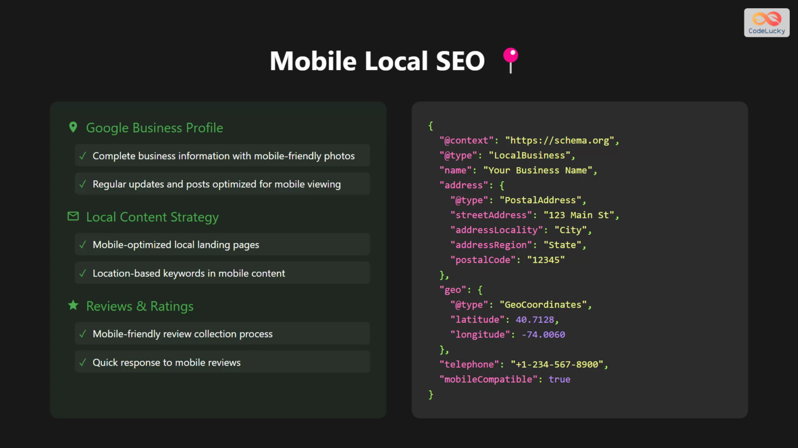Here is an example of schema markup for local business. It includes information such as business name, address, geo-coordinates, phone number, and a property that declares it to be mobile compatible.